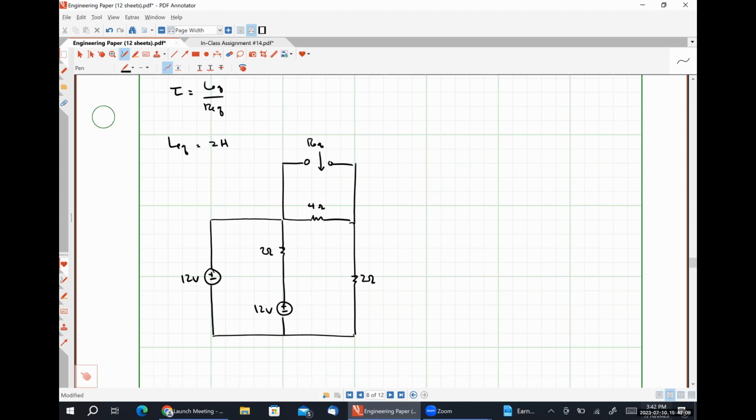So here's where REQ is, and we need to be looking at a dead network, which means this 12-volt source is turned off, and this 12-volt source is turned off. So what do we see? Well, let's identify our nodes here. This one is a little tricky. So here's one node. Here's our second node. So from this, we can hopefully see that REQ is just 4 in parallel with 2, which is 8 over 6.